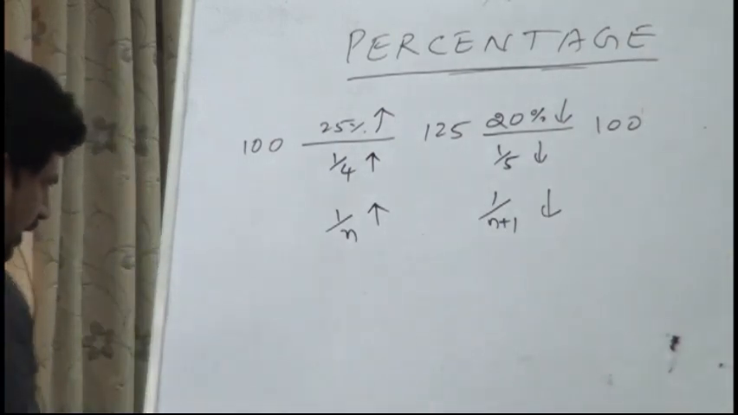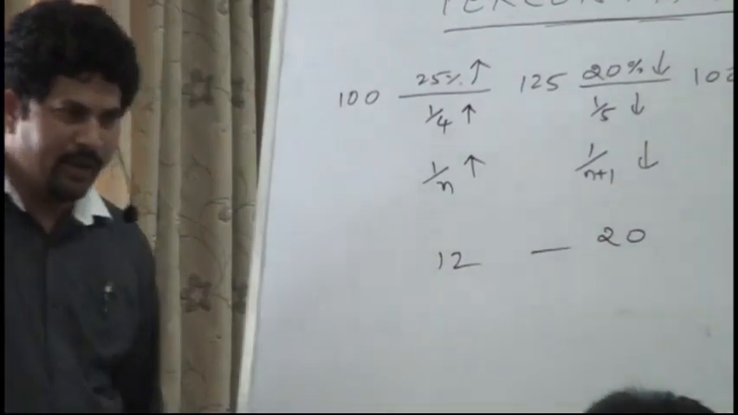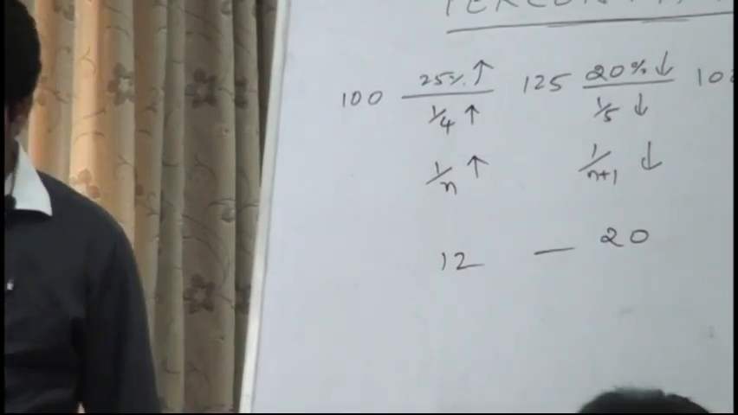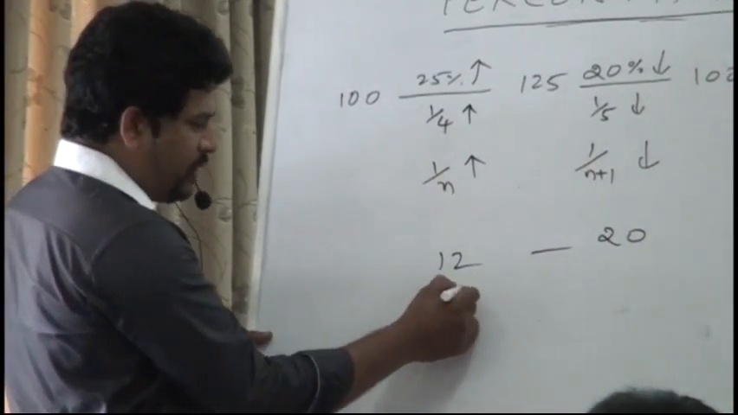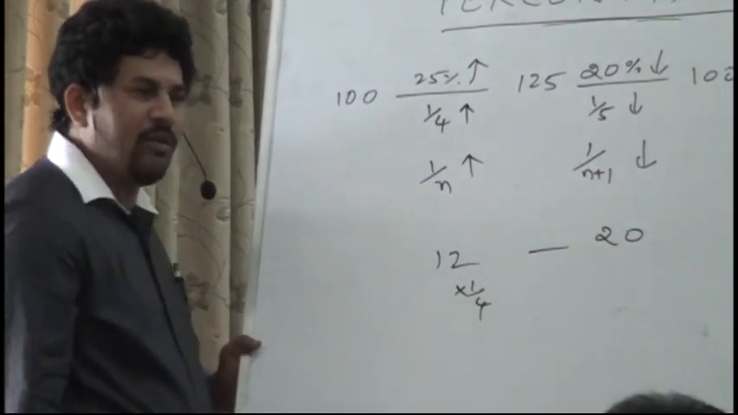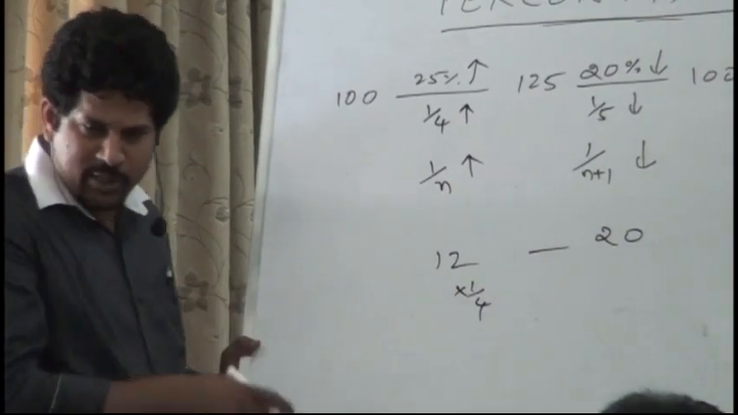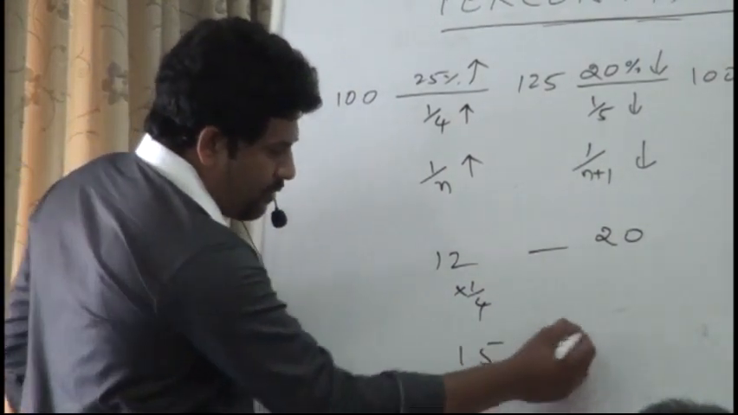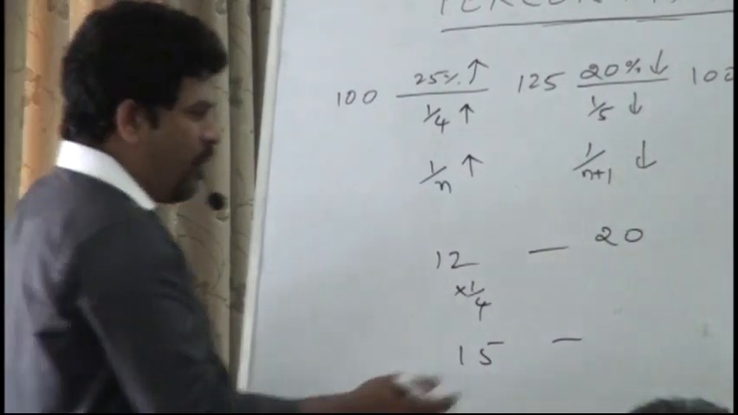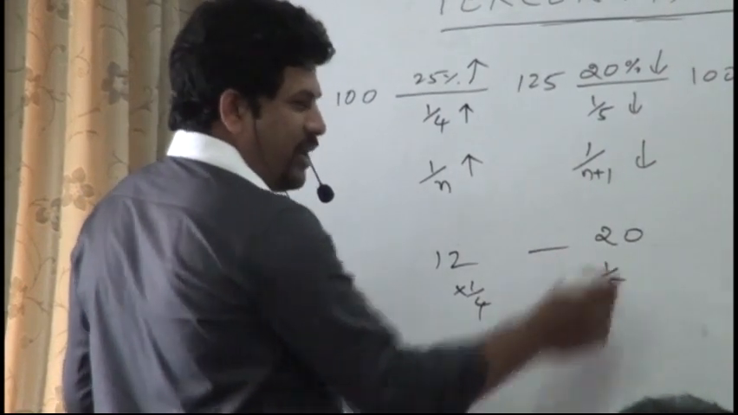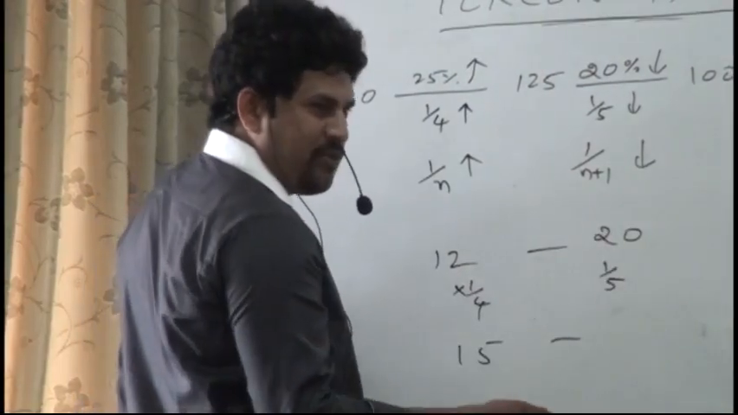For example, 12 men can complete a job in 20 days. If the number of men increases by 1/4, what is 1/4 of this? 1/4 of 12? 3. It means 3 more men are joining here. Number of men increases by 1/4, it means 15. Days will decrease or increase? By how much? 1/5. What is 1/5 of 20? 4. So 20 minus 4.